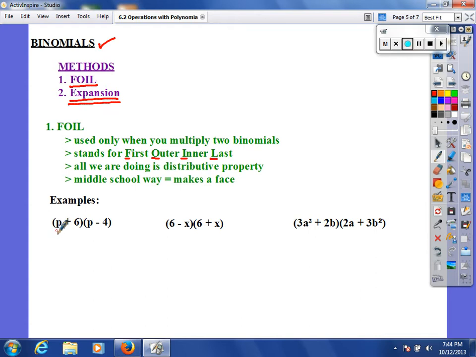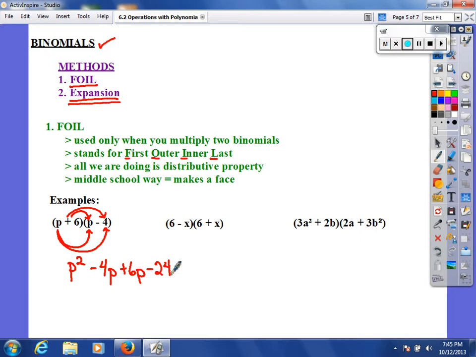I'm going to take this p, and it's going to multiply times both of those, just like we did with a monomial. But what we can remember is first, the first value in each bubble we multiply. P times p is p squared. Then we do outer. And so what we have is something like this. And so the two outside values, which is negative 4p. Then we go inner, 6 times p, which is a positive 6p. Those are the two inside values. And then the two last values in each bubble is 6 and negative 4, so negative 24.